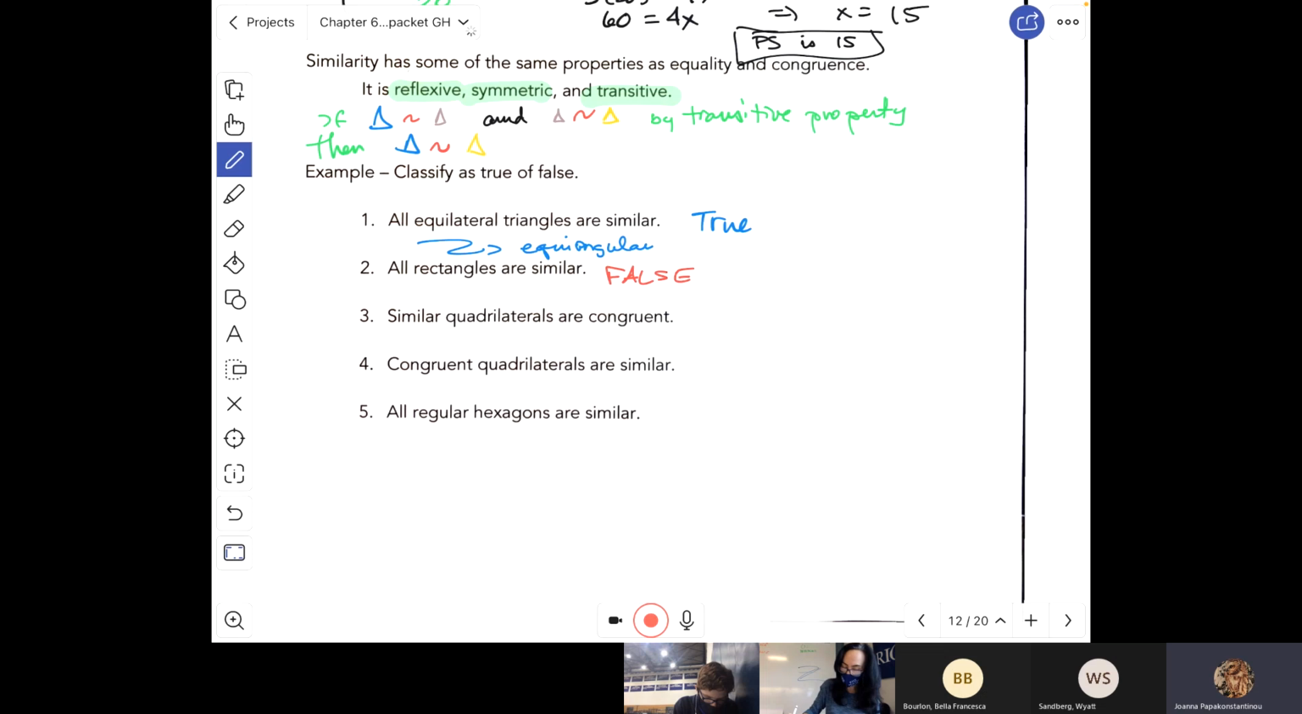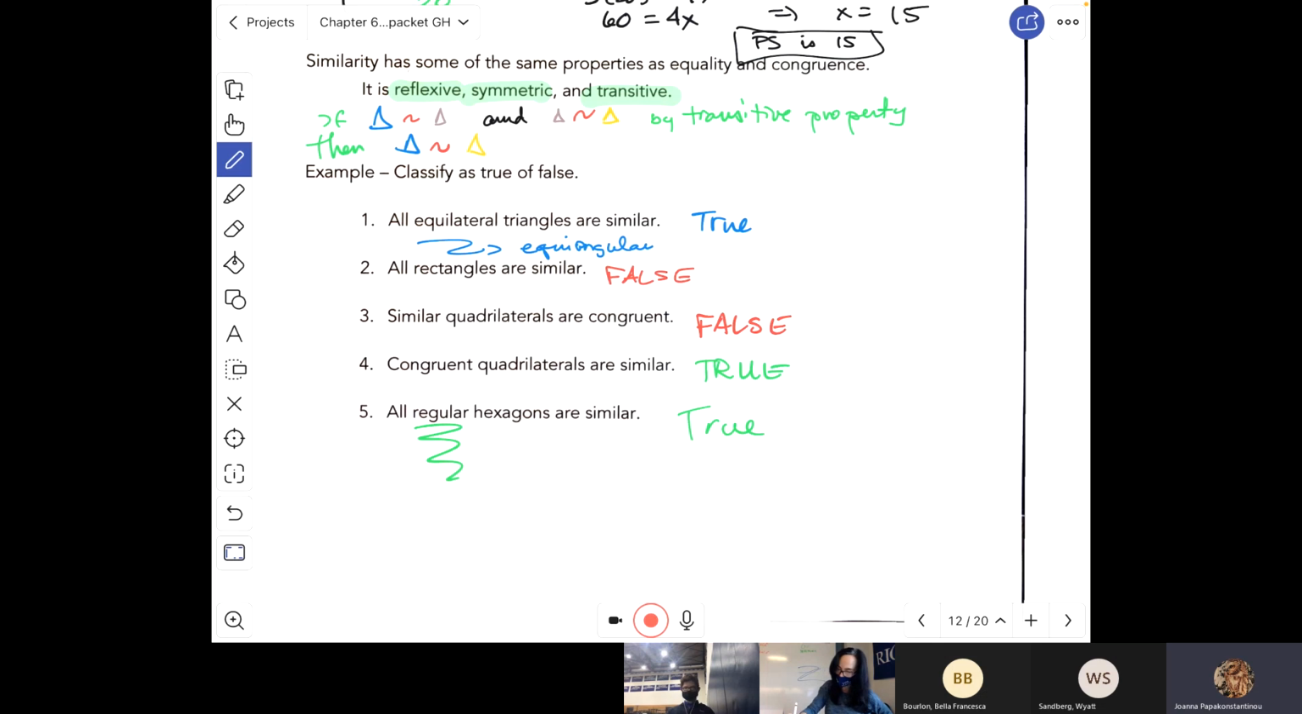Similar quadrilaterals are congruent, true or false? Why? That's right. What about congruent quadrilaterals? Are they similar? Yes. What about all regular hexagons are similar? And what makes, I mean, they're regular, right? Same size, sides, and angles.